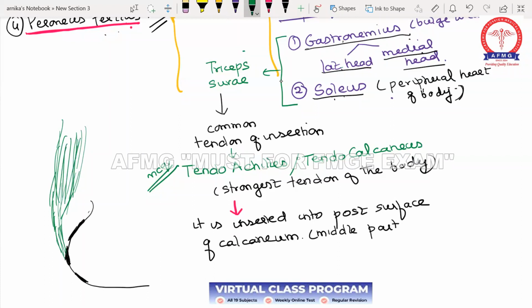This is the tendon, a very long and strong tendon, tendo. This is the bone, calcaneum, the heel bone.